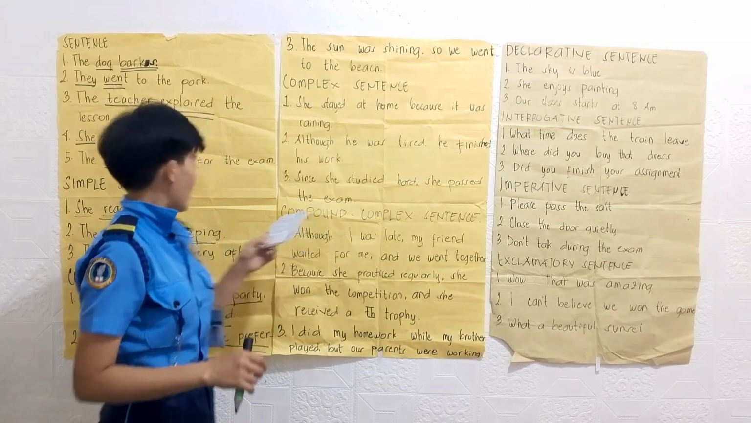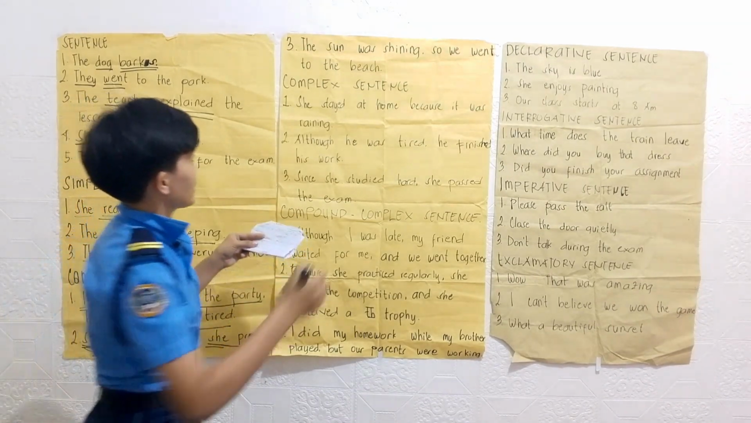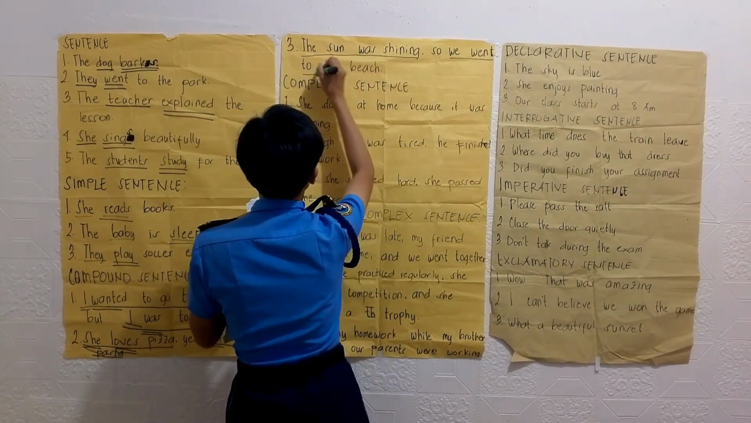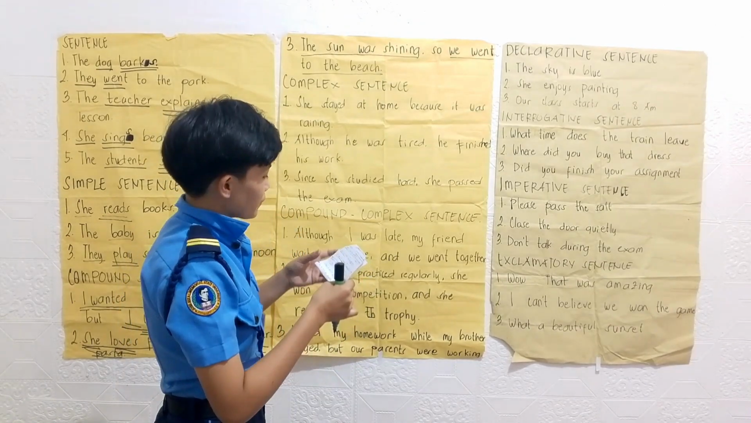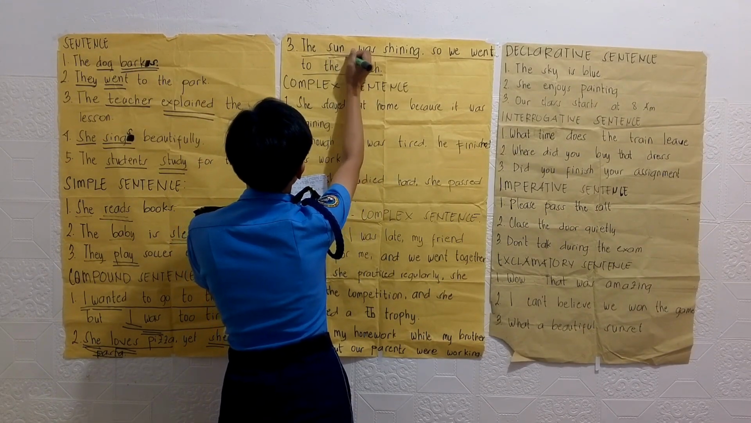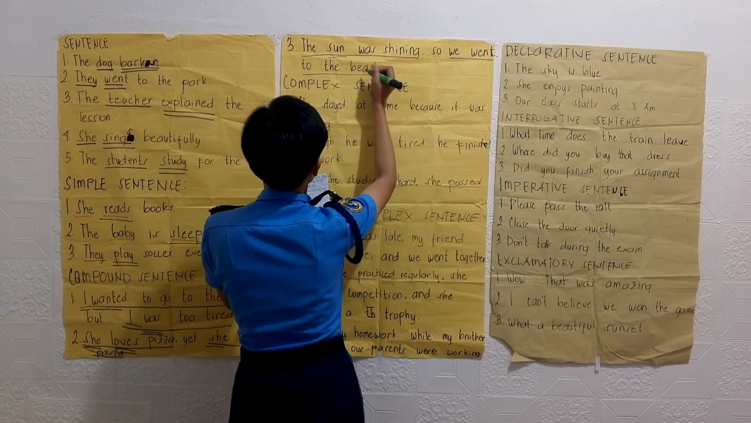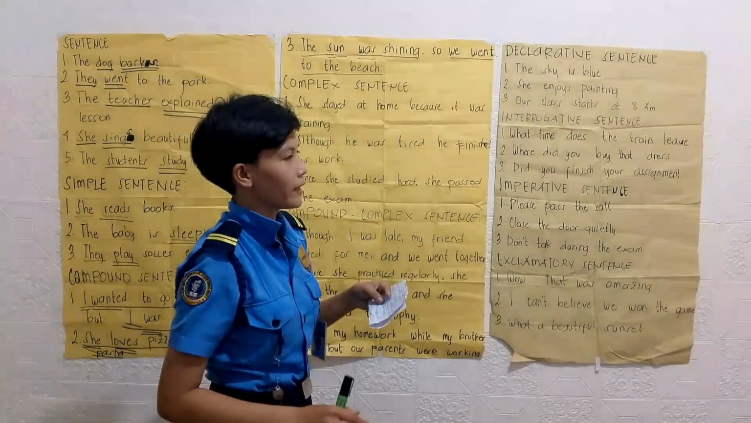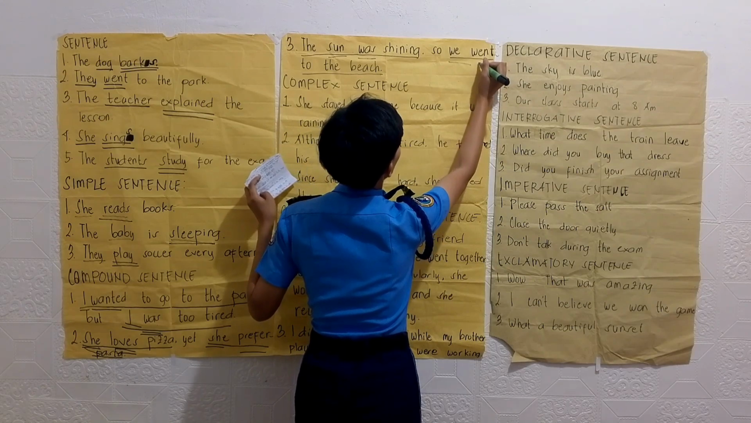And the last example of a compound sentence is, the sun was shining, so we went to the beach. Now we will identify the independent clauses. In the first independent clause, the subject is sun and the verb is shining. In the second independent clause, the subject is we, and the verb is went.